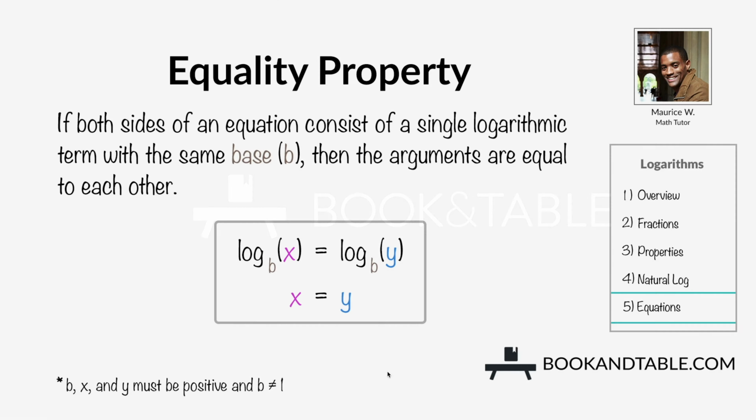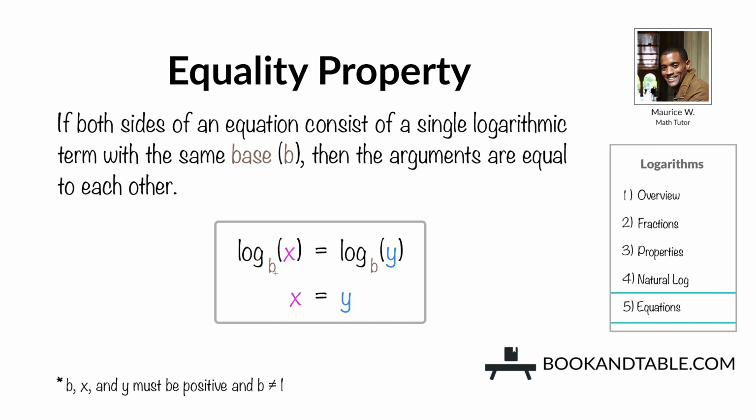Let's now discuss the equality property. If both sides of an equation consist of a single logarithmic term with the same base b, then the arguments are equal to each other. So this is saying that if we have an equation that has a log on both sides and both logs have the same base, then that must mean that the arguments are equal to each other as well.